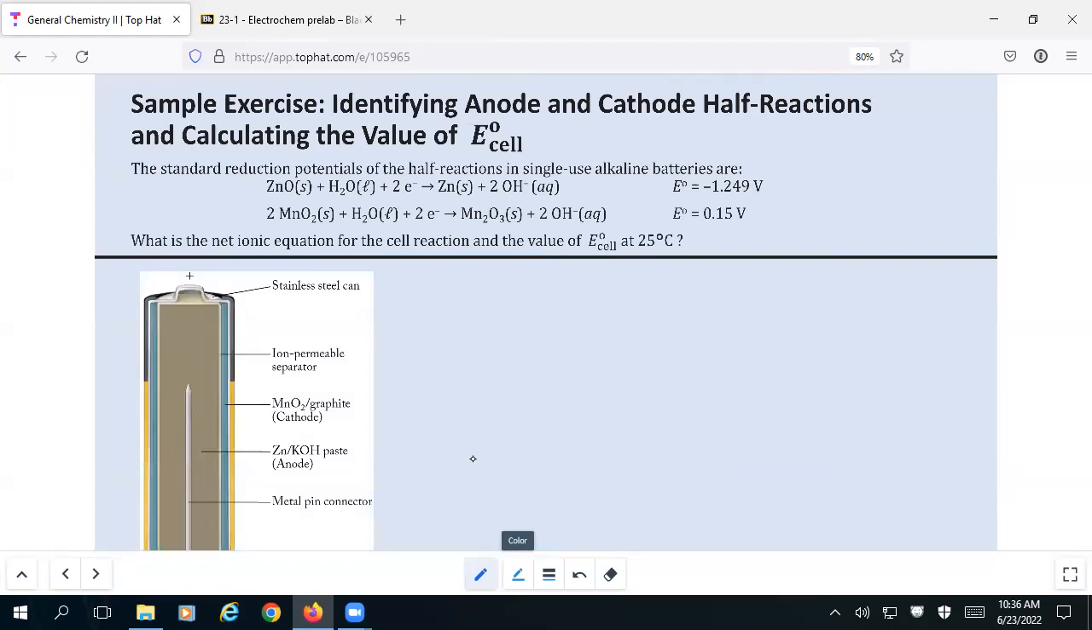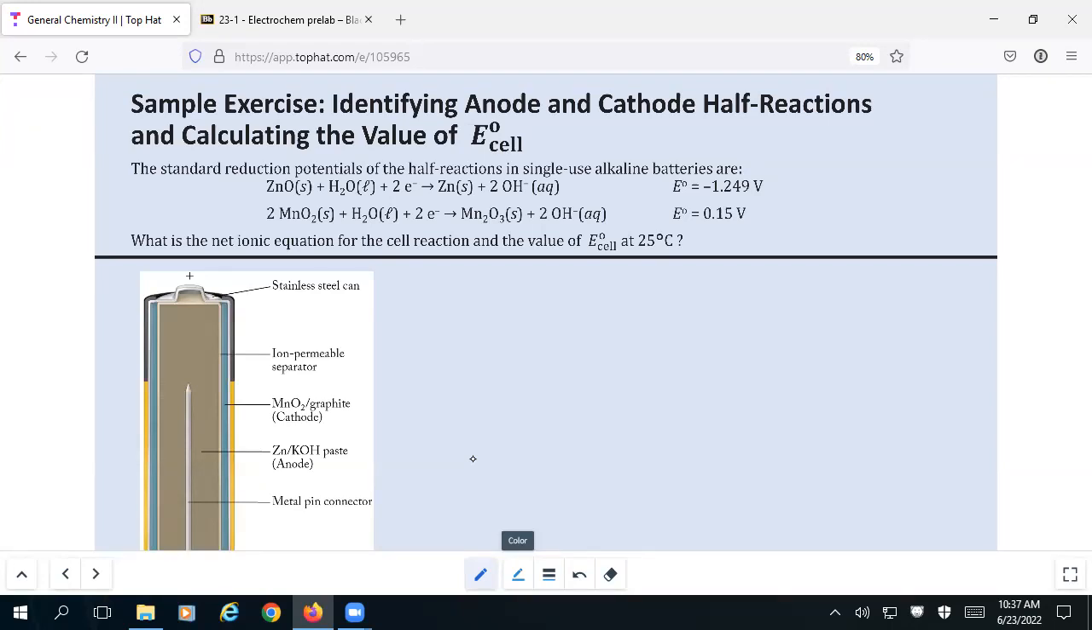All right, let's do another one here. The standard reduction potentials for the half reactions in single-use alkaline batteries are these. You've got zinc oxide turning into zinc. The reduction potential there is negative 1.249 volts. You've got manganese dioxide turning into manganese 3 oxide and 2 hydroxides. The reduction potential for that is 0.15 volts. What is the net ionic equation? What is the value of E cell?